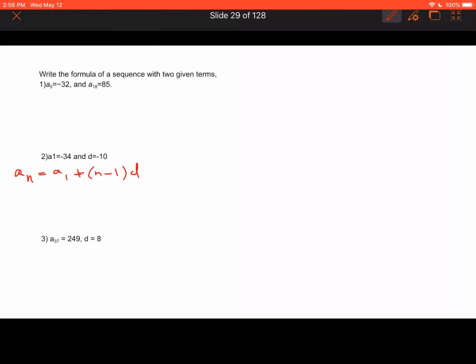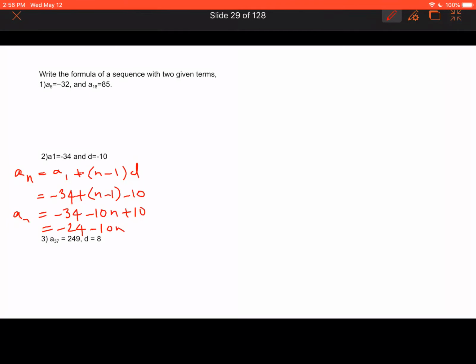So now we have to just substitute the values. An is equal to a1, which is given as minus 34, plus n minus 1, we don't know n, and d is minus 10. Thereby the formula is going to be minus 34 minus 10n plus 10, which can be simplified like this. So this is the general term of the given sequence.